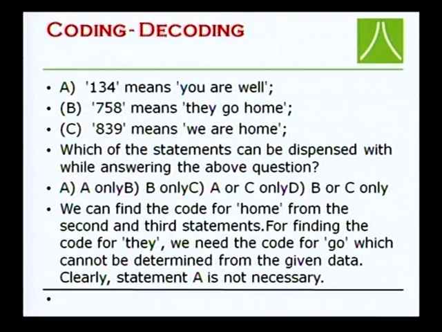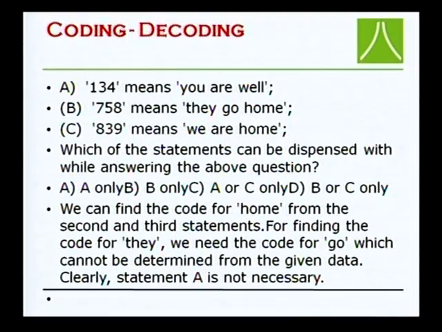Okay. So, which of the statements can be dispensed with while answering the above question? The options are A only, B only, A or C only, and B or C only. Now, in 1, 3, 4 means you are well, am I correct? Okay. Now, in 758, 7 represents they, 5 represents go and 8 represents home. Now, 839 means we are home, so 8 represents we, 3 represents are, and 9 represents home.